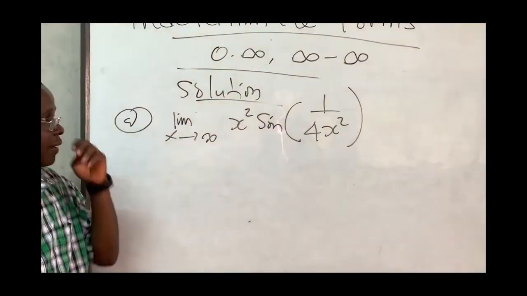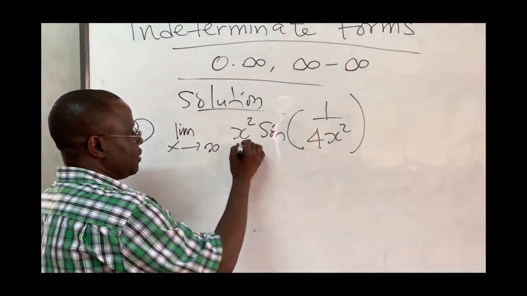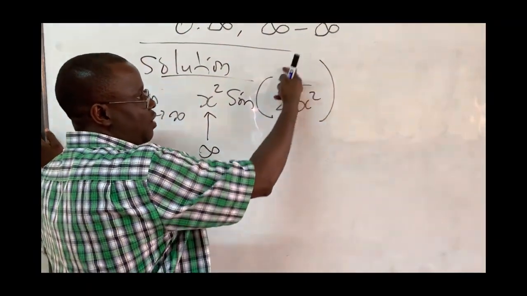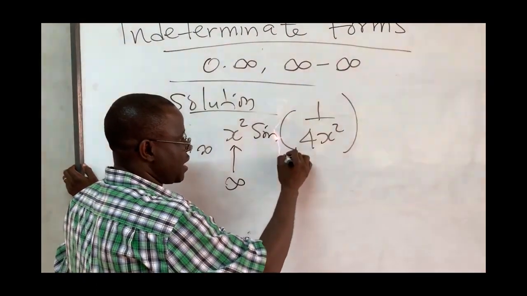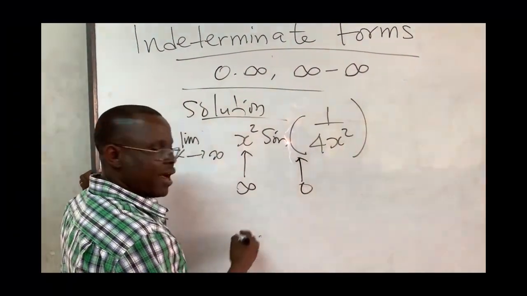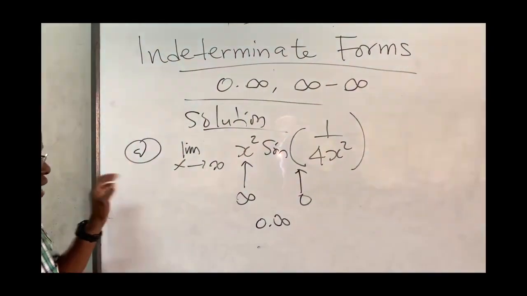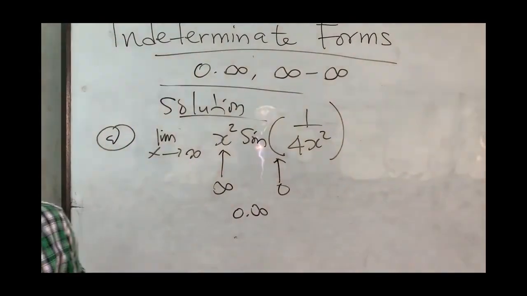Now notice that as x goes to infinity, this guy goes to infinity. As x goes to infinity, all of this goes to 0. Sine of 0 is 0. So this guy is going to 0. So you have the form 0 times infinity, or infinity times 0. So that is the form that you get if you just do it directly.